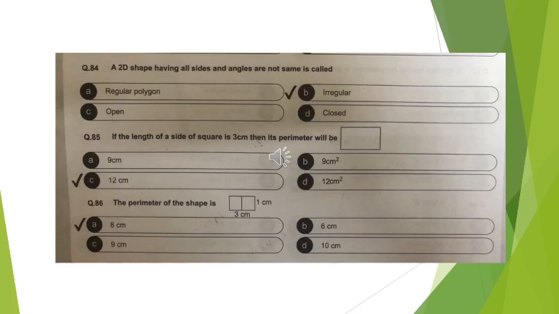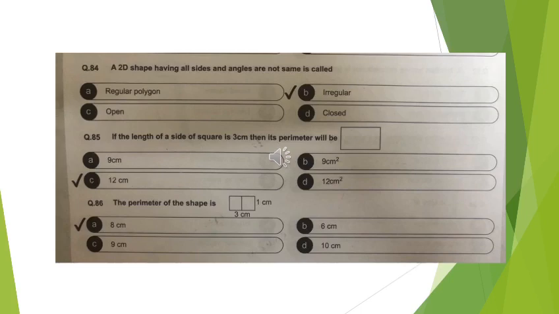Question number 85 is, if the length of a side of a square is 3 centimeter, then its perimeter will be dash. Options are A is 9 centimeter, B is 9 centimeter square, C is 12 centimeter, and option D is 12 centimeter square. Students, to find the perimeter of a square, we can use the formula of perimeter, or we can add all four sides of the square. As a side of a square is 3 centimeter, we will add 4 times 3, which is equal to 12 centimeter.